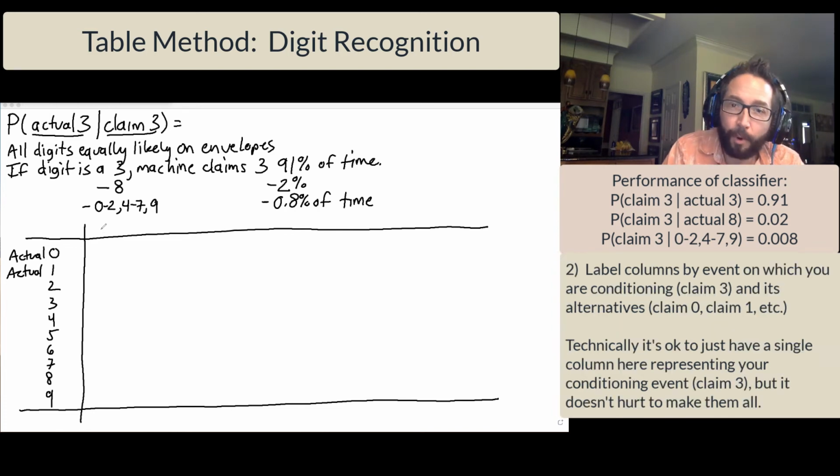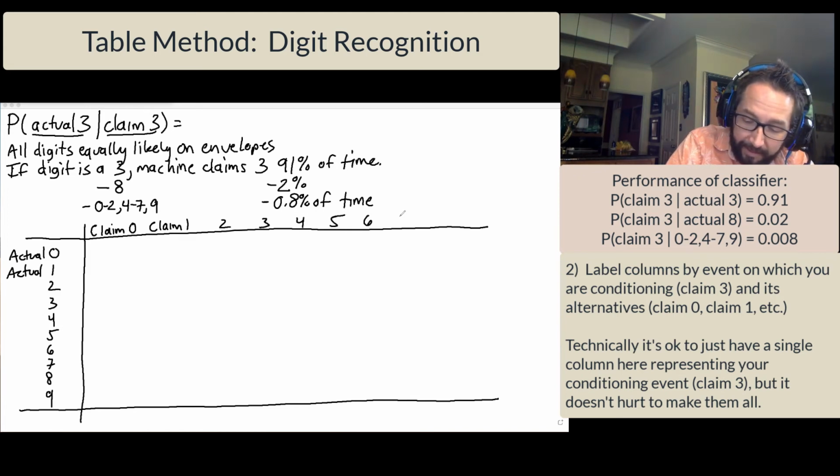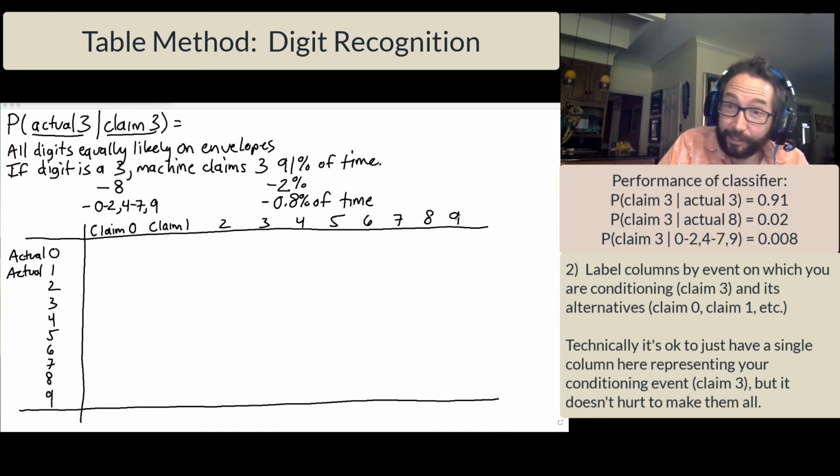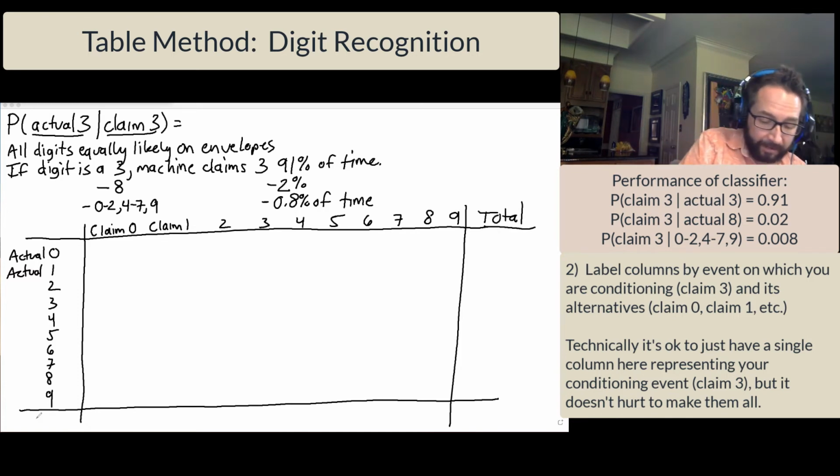And then for the columns, we're going to fill in the ways that we could have received that additional information, what we're conditioning on. Here we know that the machine claimed that it was a 3, but it could have claimed that it was something other than a 3. So we could say it claimed that it was a 0, just for completion here. Claimed that it was a 1, 2, 3, 4, 5, 6, 7, 8, 9. This looks like it's going to be a really big table, but it's going to simplify actually to our delight. So we're going to have a total here and a total down here as well.